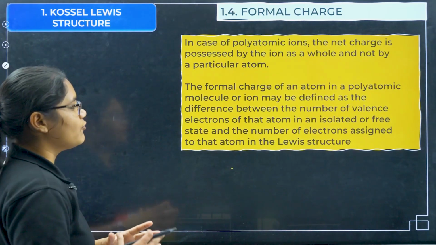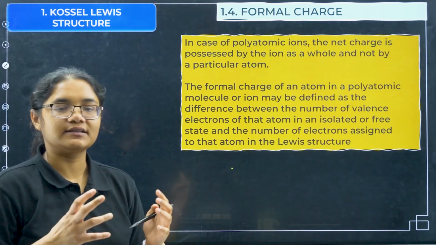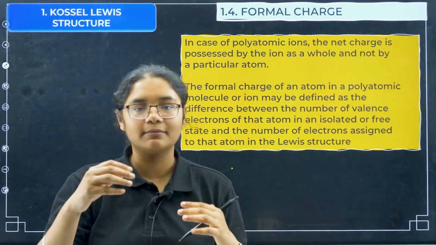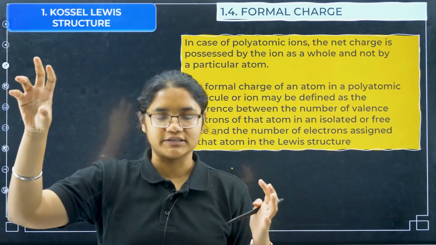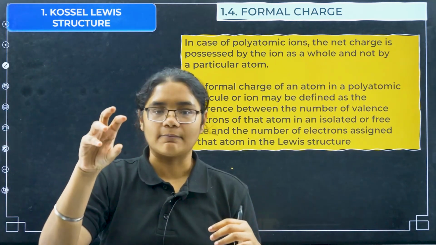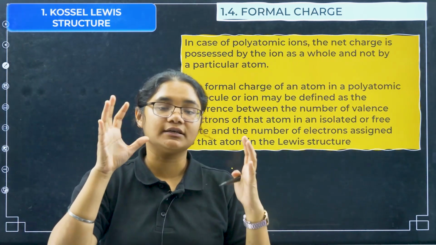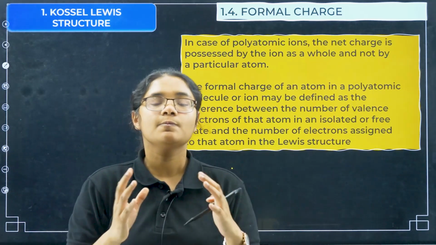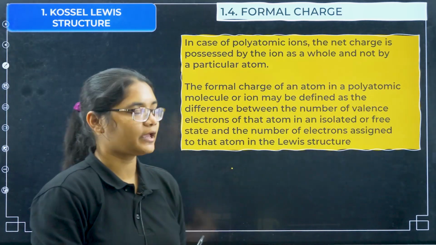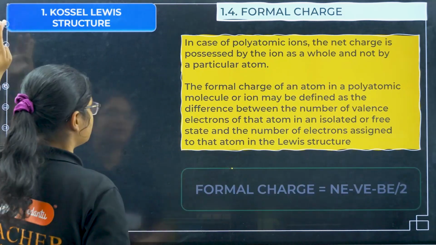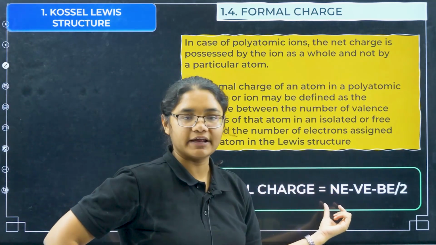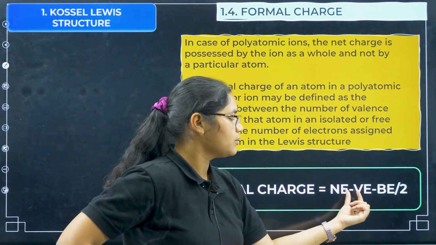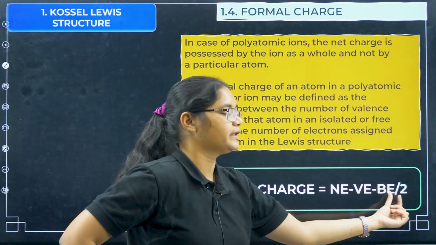Next, coming to formal charge. Formal charge is the charge that an atom has when it is in a molecule. The molecule itself has an overall charge, but what is that particular atom's charge when it is present inside a molecule? That is called your formal charge. And how do we calculate the formal charge? Total number of valence electrons minus non-bonding electrons minus bonding electrons by 2.